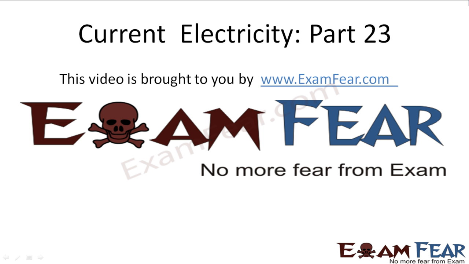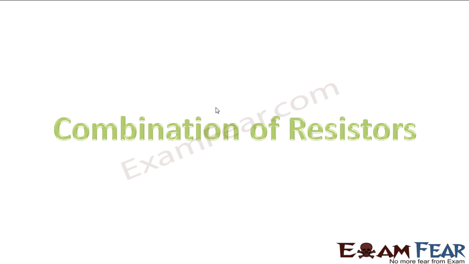Please make sure that you have watched all the videos till part 22 before going ahead with this one. Now we will look at the combination of resistors. How do we combine resistors in circuits? Basically, we will use these resistors at the end of the day in some electric circuits, right? So how do we combine them in circuits?